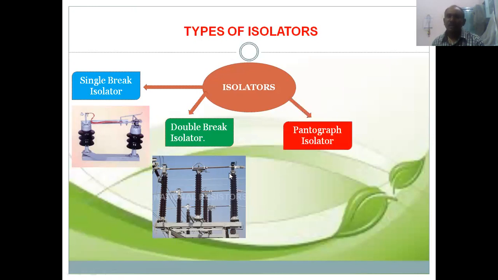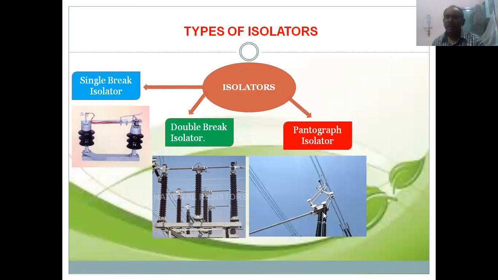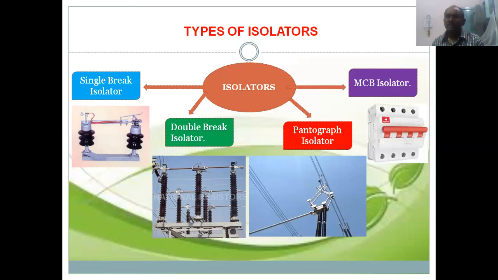Now coming to another type, the pantograph isolator, where the shape itself is a pantograph. Just like you can observe, this is a pantograph provided on the roof of the crane. Similarly, this type of isolator is normally connected to the buses in 400 kV systems. It is used for a very special purpose. Now, another is the MCB isolators. Already we have seen MCB isolators are also used in some industry and for some commercial purposes.